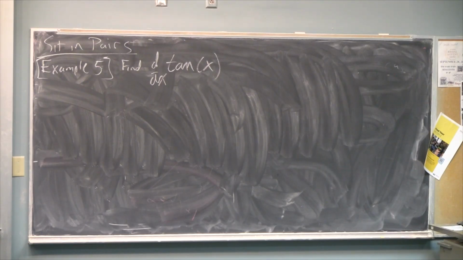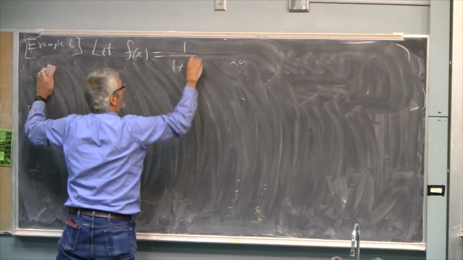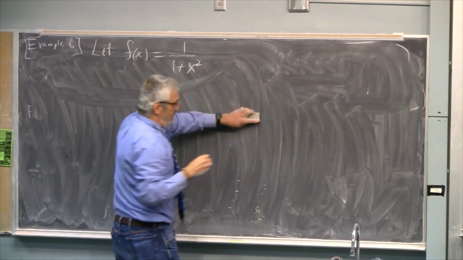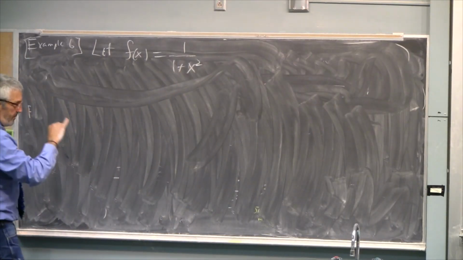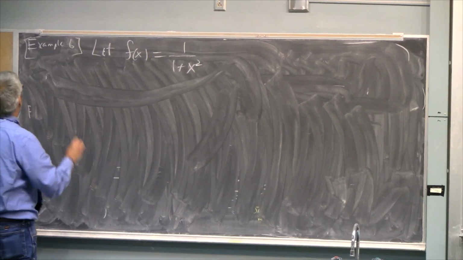Example 6. Let f of x be this function, 1 over 1 plus x squared. I'm going to shut up. You can just get to work on that problem. I'm going to be writing problem number 6 out.